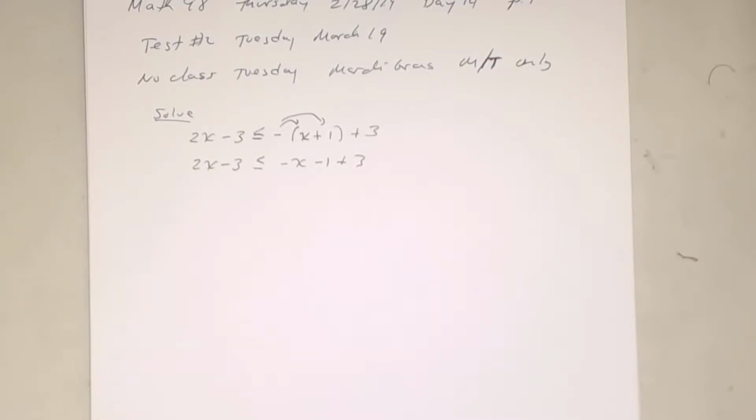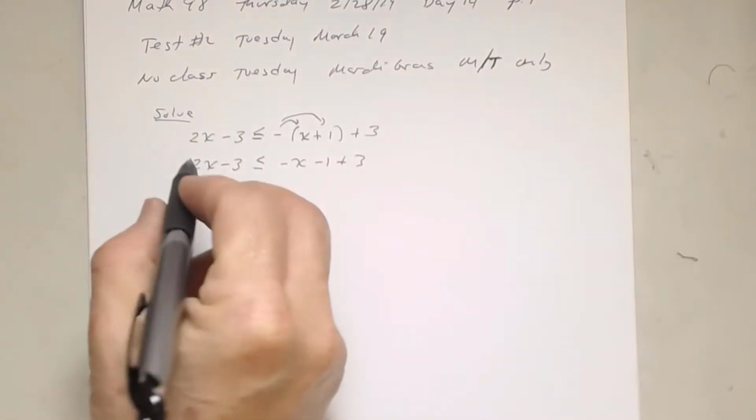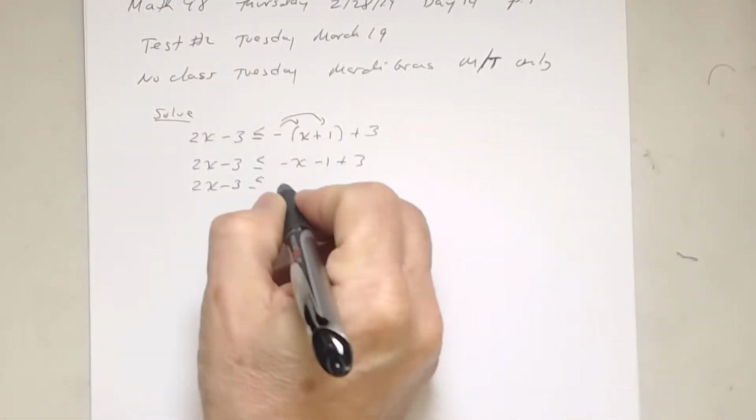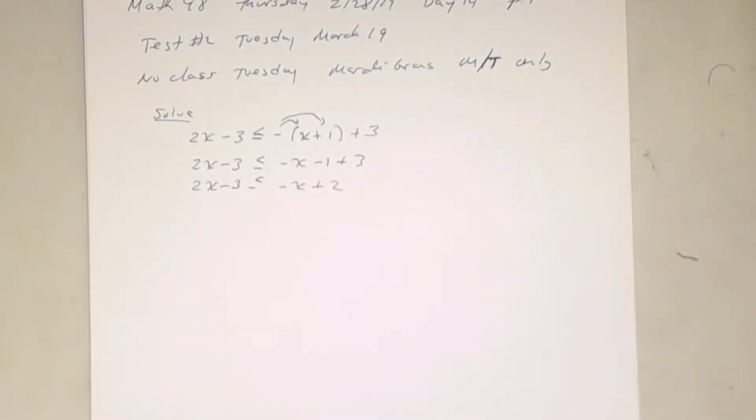Combine like terms. And I can combine like terms on which side? The right side. So negative 1 and a positive 3 is a positive 2. So I get negative x plus 2. What's the next step? Get the variables on one side, constants on the other.